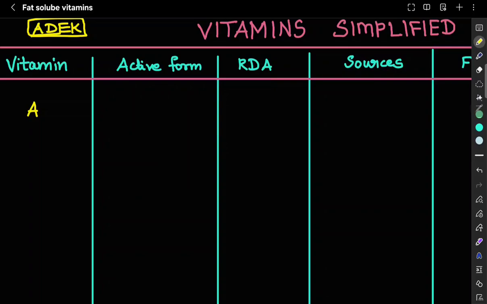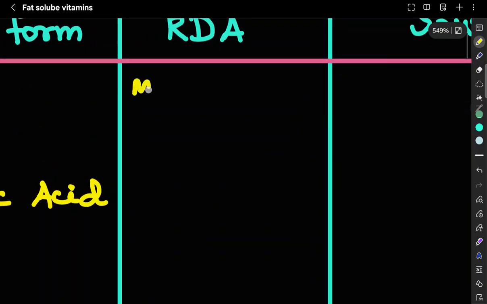The active forms of vitamin A are retinol, retinal and retinoic acid. So let's write it down. Retinol, retinal and retinoic acid. So vitamin A has three active forms: retinal, retinol and retinoic acid, the alcohol form, aldehyde form and acid form.